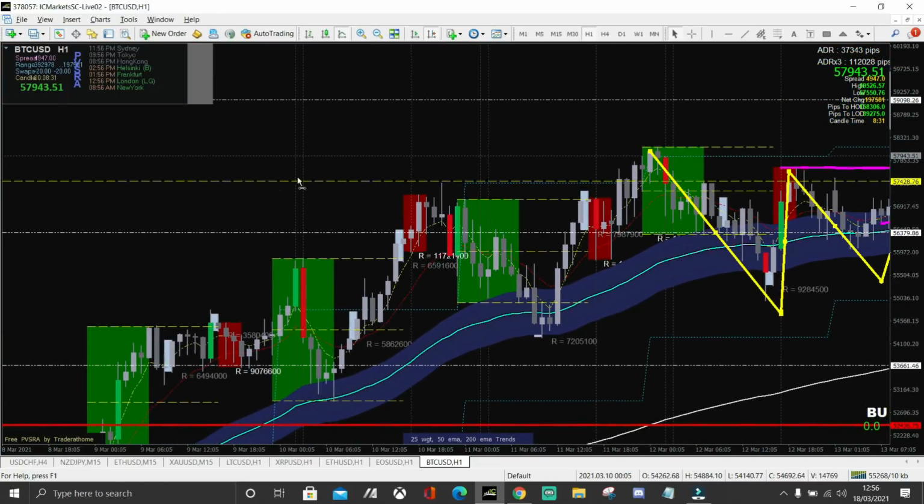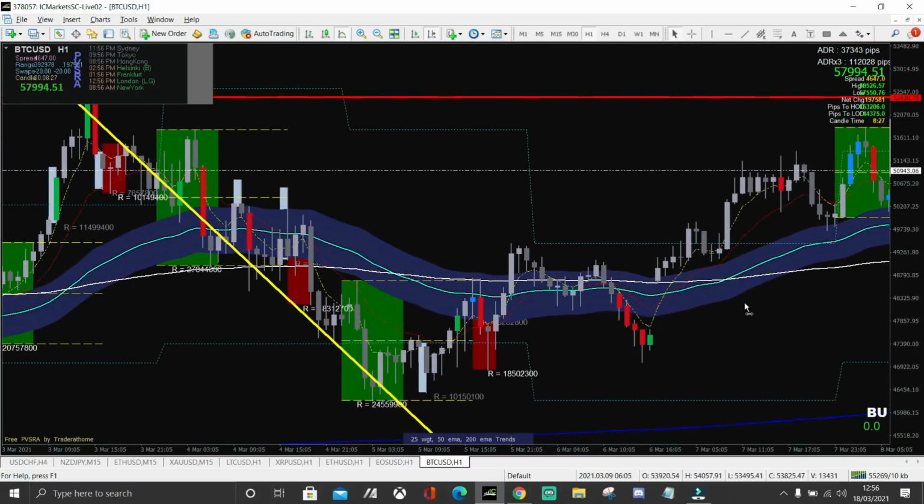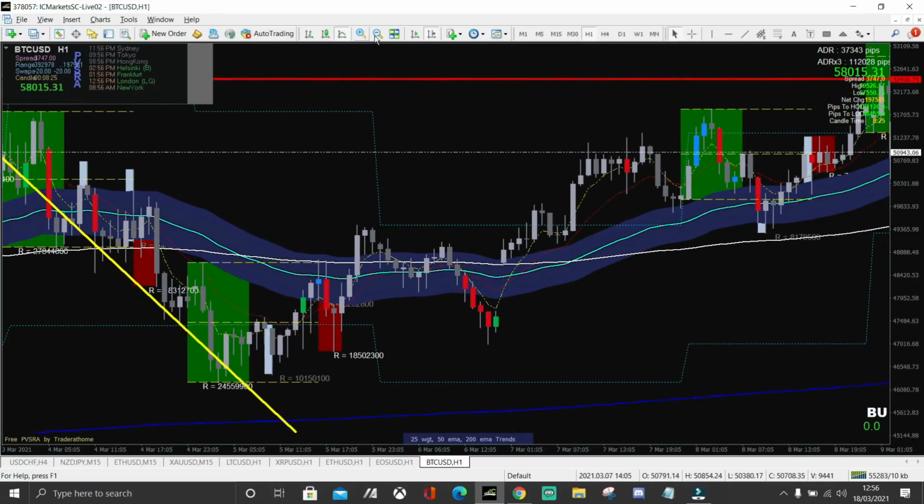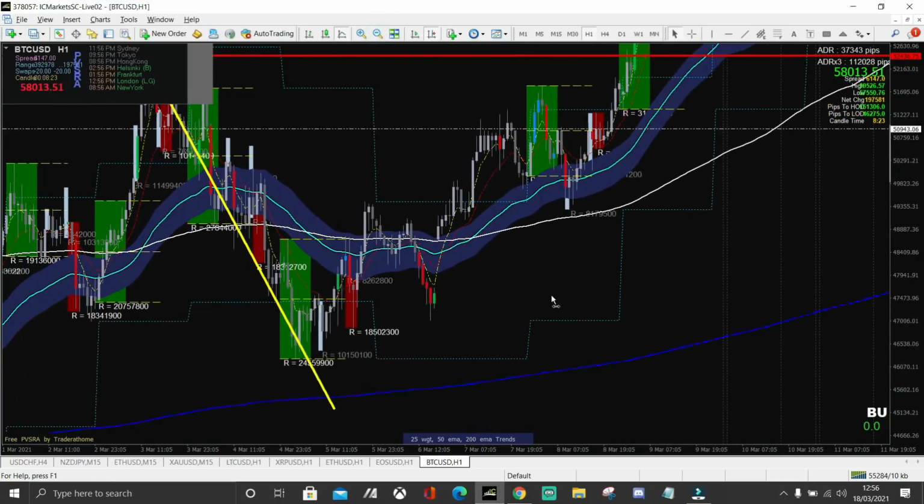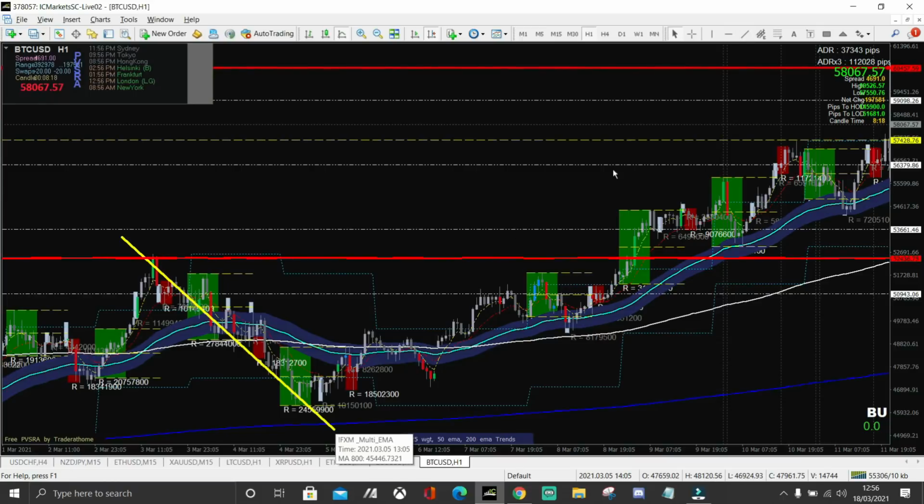Right. Let's find another W formation. Here we go. Here's another W. Perfect. So you've got the first leg down here, right? You then got the second leg rise, you then got the retrace, and then you got the continuation.